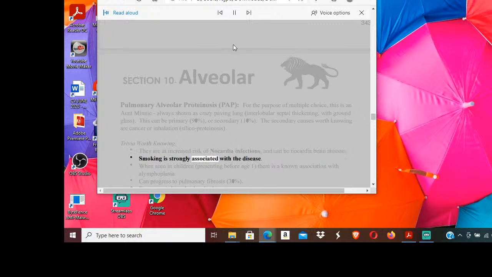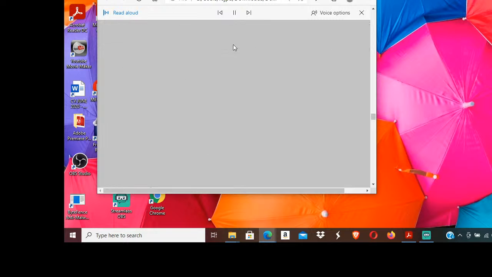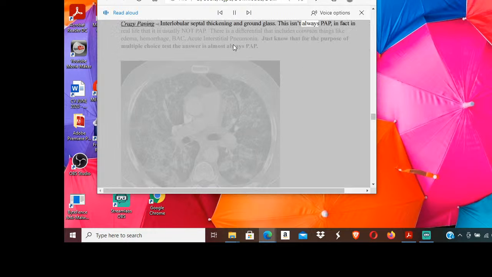Smoking is strongly associated with the disease. When seen in children, presenting before age 1, there is a known association with lymphoplasia. Can progress to pulmonary fibrosis, 30%. Treatment is bronchoalveolar lavage. Crazy paving, interlobular septal thickening and ground glass. This isn't always PAP, in fact in real life it is usually not PAP. There is a differential that includes common things like edema, hemorrhage, acute interstitial pneumonia. Just know that for the purpose of a multiple choice test the answer is almost always PAP.